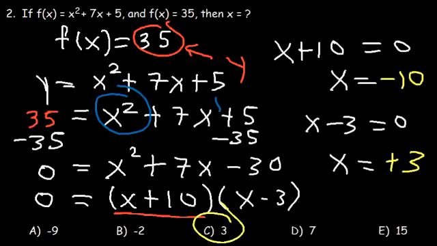Number 3, if 3x plus 8 is equal to 24, what is the value of 7x plus 3? So how can we figure this problem? How can we find the value of 7x plus 3? The best way to do this is to solve for x in the first equation and then plug in the value of x in the second expression.